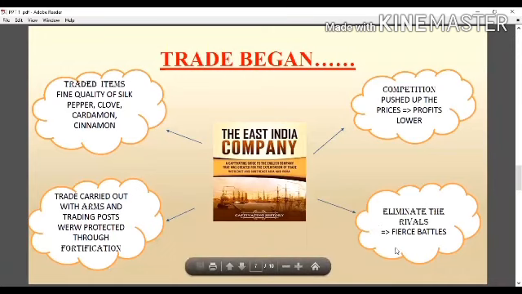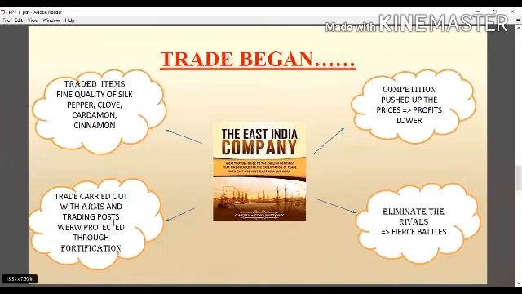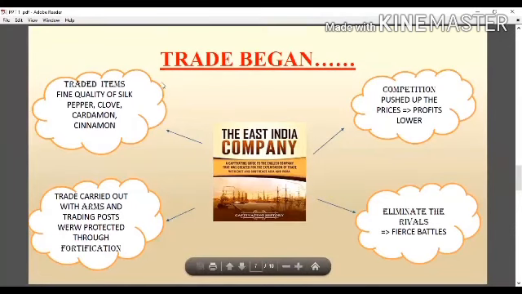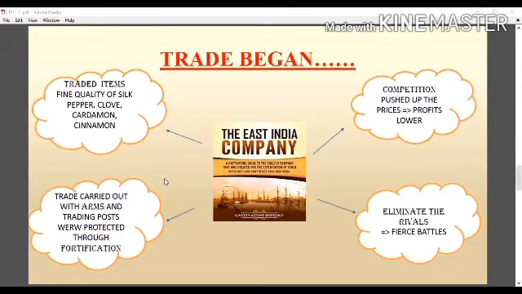So initially, they were fighting with the Dutch, the Portuguese, the French companies, right? So they were fighting amongst themselves. All the company people, they were fighting amongst themselves. They were blowing up their ships. So basically, the trade was carried out with arms, okay, and fortification. Two major things. Arms, because they had to keep on fighting the wars. So if they were trading, they were blowing their ships, they were blocking their routes, okay.